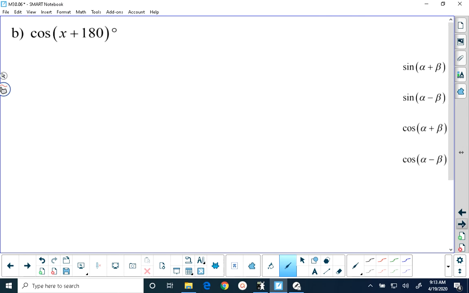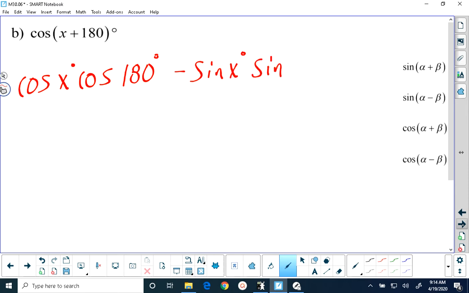Let's take a look at example 2b. We want the cosine of x plus 180. Well, 180 degrees is that same location we were just looking at, which is pi, so that will be useful in a second. For the sum identity for cosine, when you look at your formula sheet, you will have cosine of the first angle, cosine of the second angle, plus, my mistake, minus sine of the first angle, sine of the second angle.